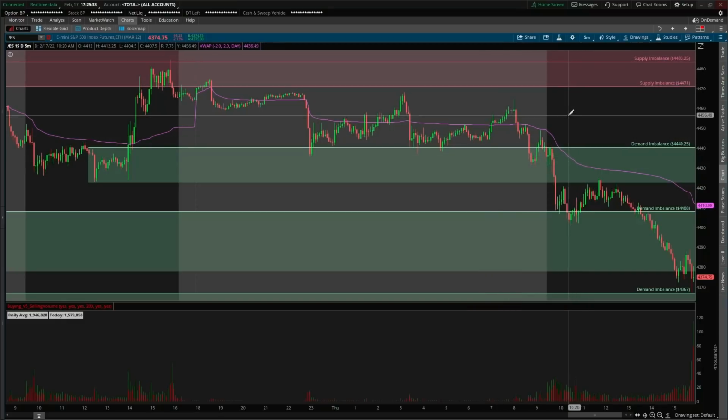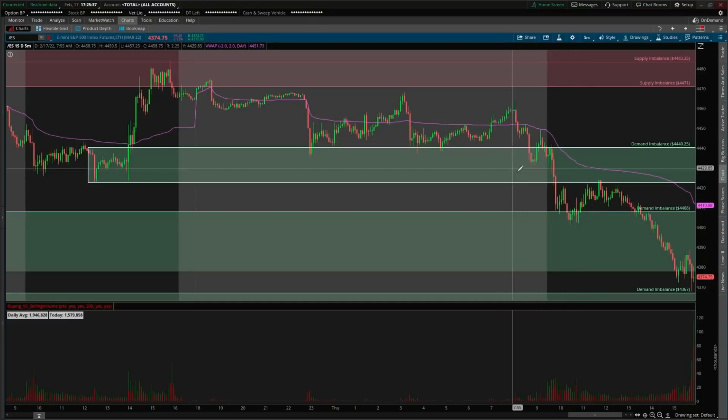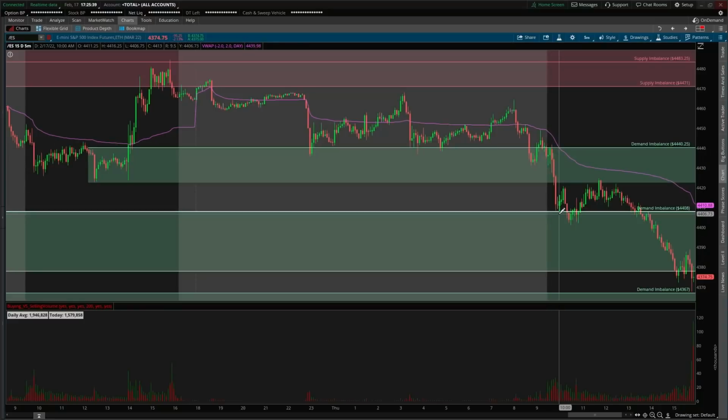So yes, this trade worked out. Yes, I made money off of it. But I tend to lose more often than not taking setups like this because I tend to think it's going to happen rather than it actually does happen.